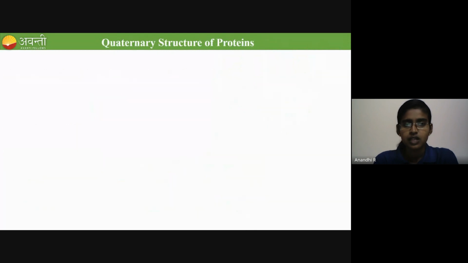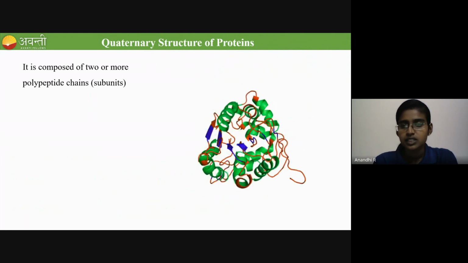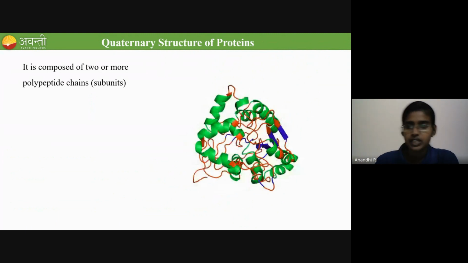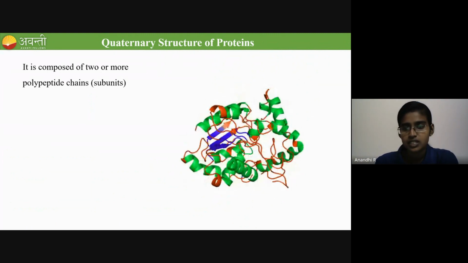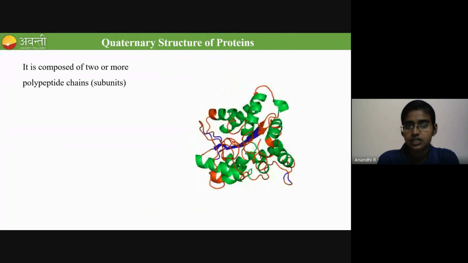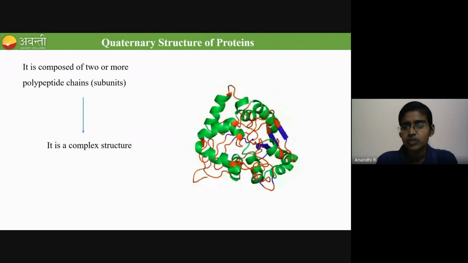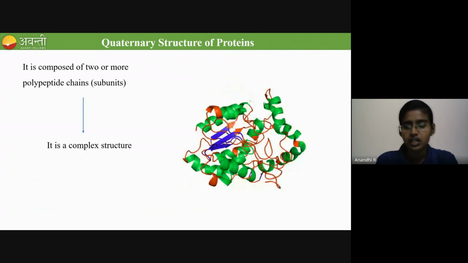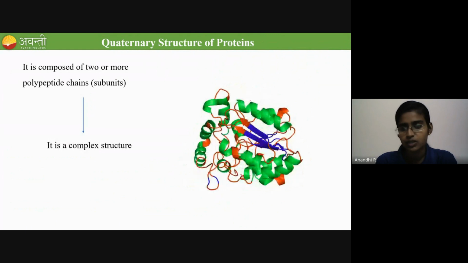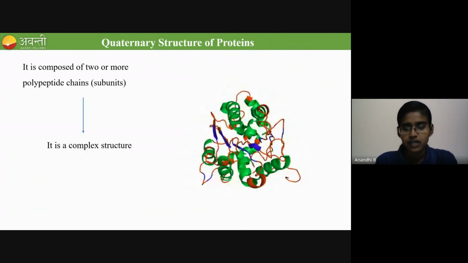Yes. Now coming to the quaternary structure of protein, it is composed of two or more polypeptide chains. See, the green color is one polypeptide chain, and the orange color which you can see is the other polypeptide chain. So two or more than two polypeptide chains constitute the quaternary structure. It is a very complex structure, from which you cannot see which link is going from one part to the other. You cannot find the starting point and ending point of all the polypeptide chains because it is very complex.